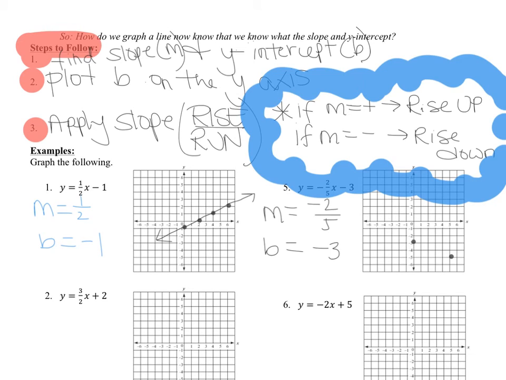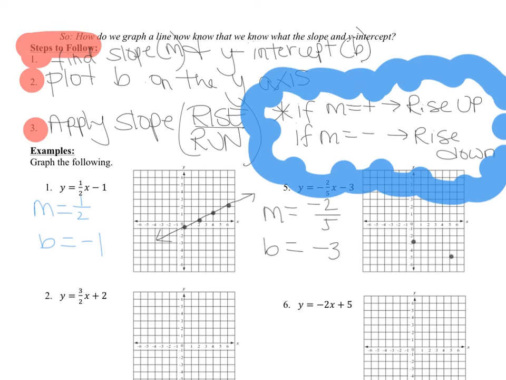Now notice if I tried to fall down 2 more and run to the right 5 more, I'm going to go off my grid. Okay? You don't want to do that. So you don't have to plot a point if you go off your grid. You can, however, go in the reverse direction if you want.